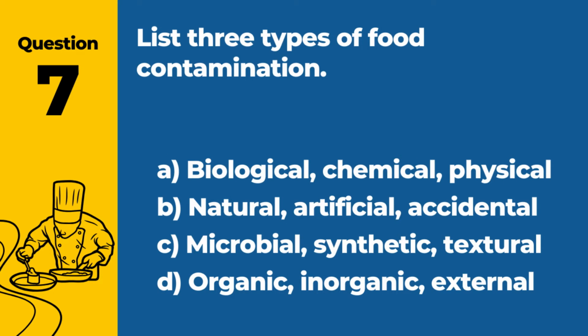Question 7. List 3 types of food contamination. A. Biological, chemical, physical. B. Natural, artificial, accidental. C. Microbial, synthetic, textural. D. Organic, inorganic, external. Answer: A. Biological, chemical, physical. The 3 types of food contamination are biological, chemical, and physical.